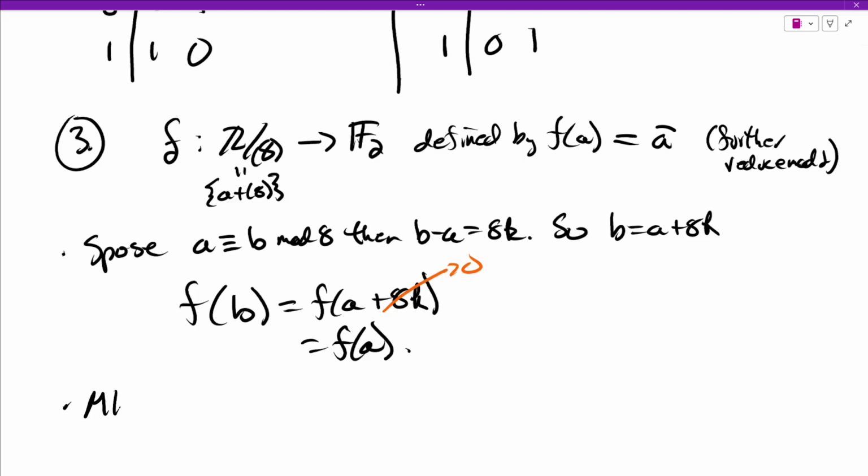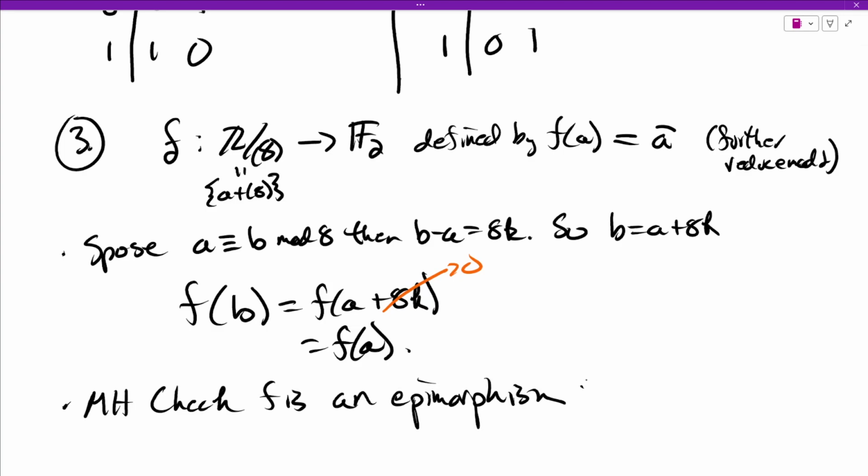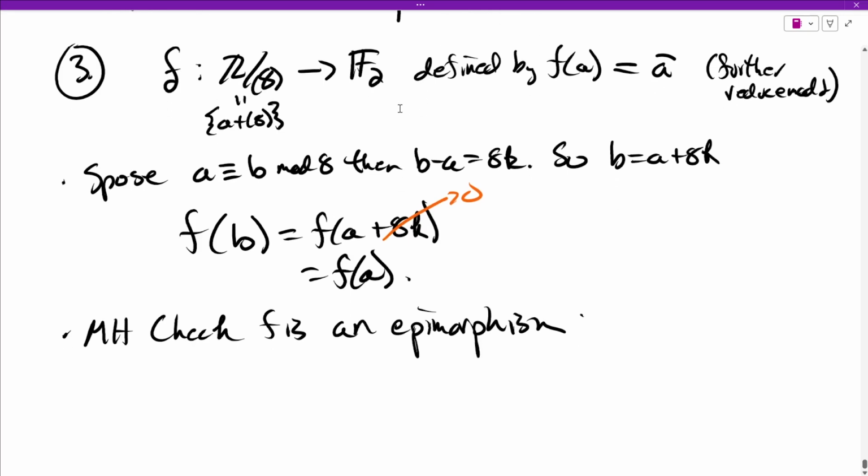Moral homework: check that f is an epimorphism. It's not hard. You do a similar argument to this. That it's onto just comes from the fact that 0 goes to 0 and 1 goes to 1 in this ring under f, and the only elements on the right are 0 and 1, so you hit everything. Okay, great. Now let's look at the kernel.